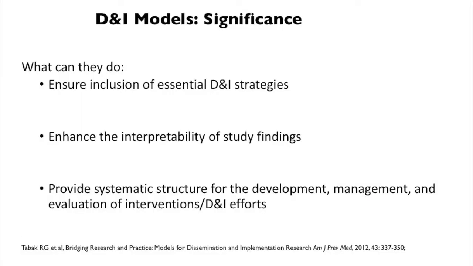D&I models are helpful in terms of identifying what D&I strategies you should be using. They are helpful when you are interpreting your findings. They also can help you structure the development, management, and evaluation and intervention activities throughout the process, and they are meant to be used as such. There are a lot of proposals where they are mentioned, but they are not carried through. That is a problem when you are in a review panel, and I think many of my colleagues here who are more seasoned in reviewing grants will tell you that it is still very common that the model is mentioned at the beginning of the proposal, but then there is no sign of it later on, and that's a big problem at this stage.